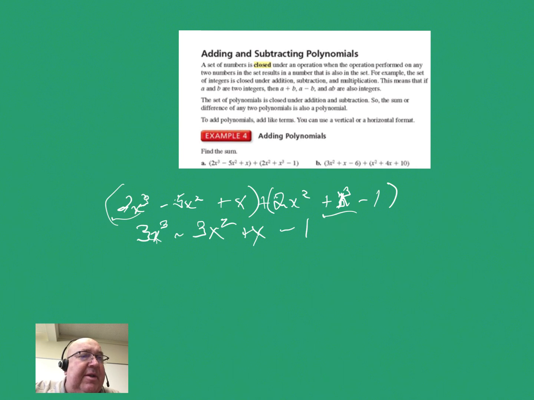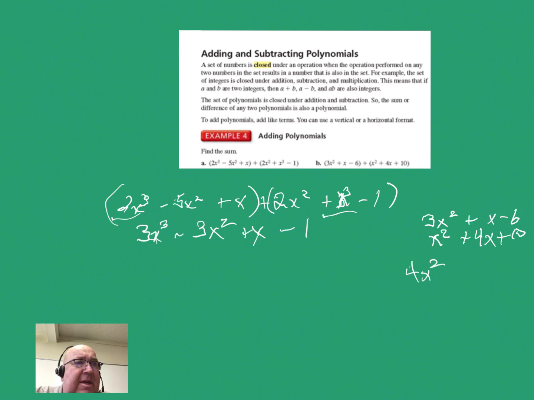I'm going to show you another way. We have 3x squared plus x minus 6. We're going to go ahead and arrange this vertically. We have x squared plus 4x plus 10. We're going to get 4x squared plus 5x plus 4. You can do vertical, horizontal, it's all up to you. Just make sure that you're using like terms.